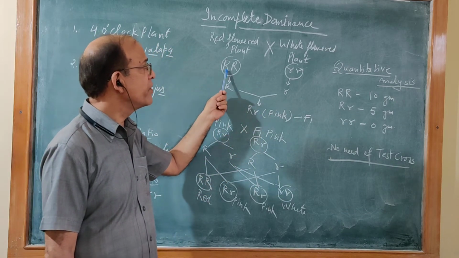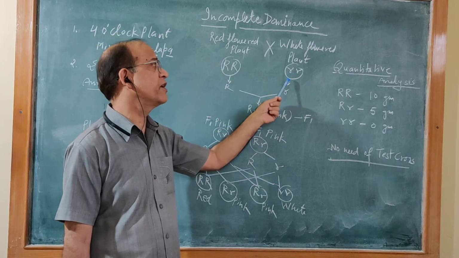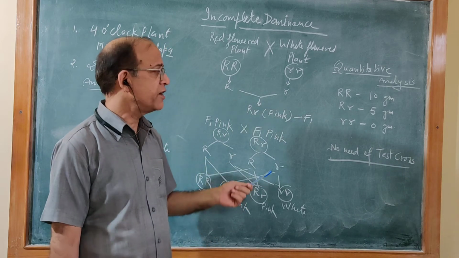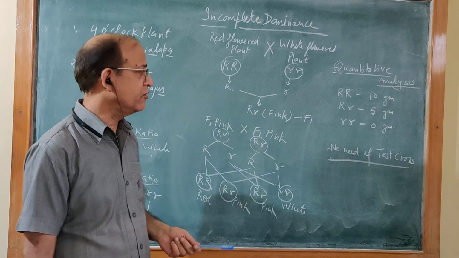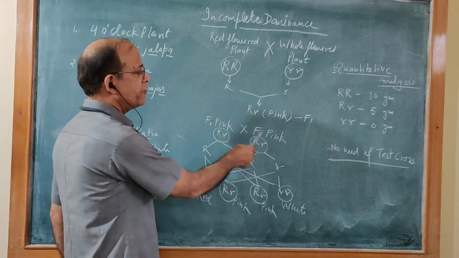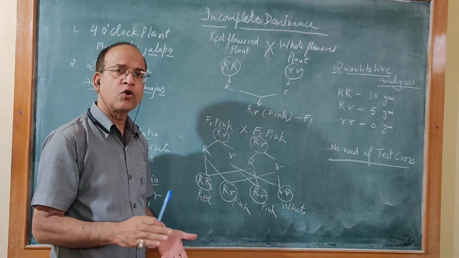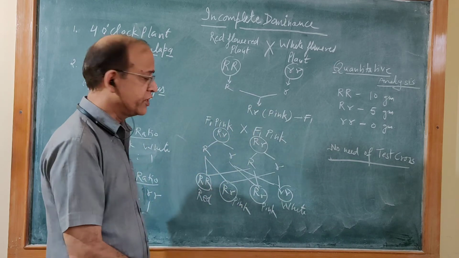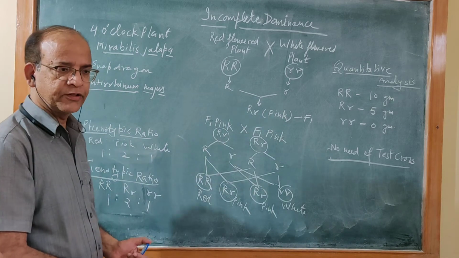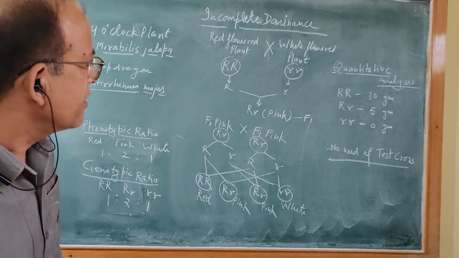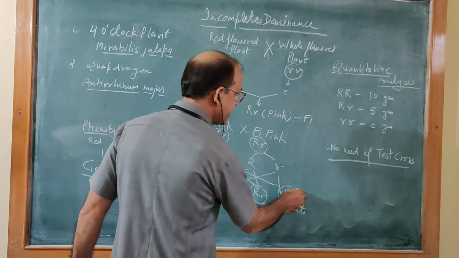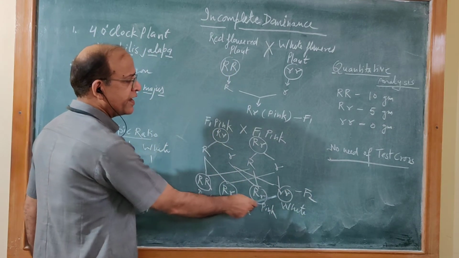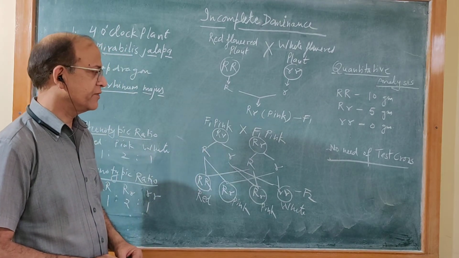So when a dominant allele is not completely dominant over its recessive allele, it is incomplete dominance. You can see its effect in the F2 generation also. If two F1 pink plants are selfed, or there is a cross between F1 pink and F1 pink, this particular result is seen in the F2 generation. Here one red, two pink and one white are observed.